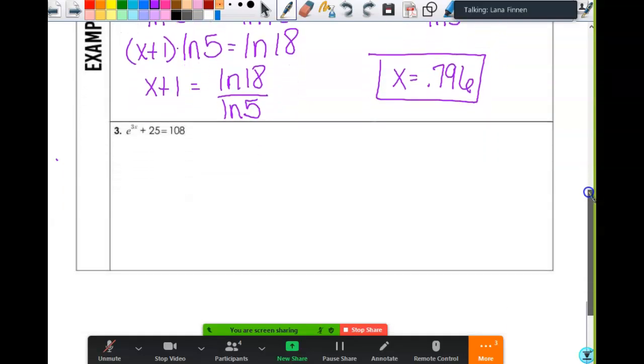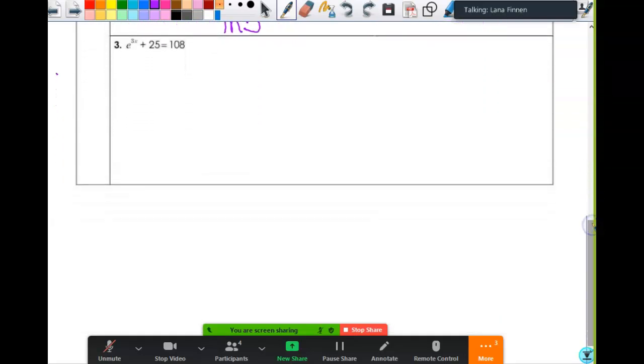So number 3, I don't get to just start by taking the log of both sides. I have to move this 25 first. So I'm going to subtract 25 from both sides. I'm going to get e to the 3x power equals what? The easiest way to do that is to take 100 minus 25, that's 75, and add 8 back, and that's 83. All right, so now I'm going to take the natural log of both sides. I have the natural log of e to the 3x power equals the natural log of 83.